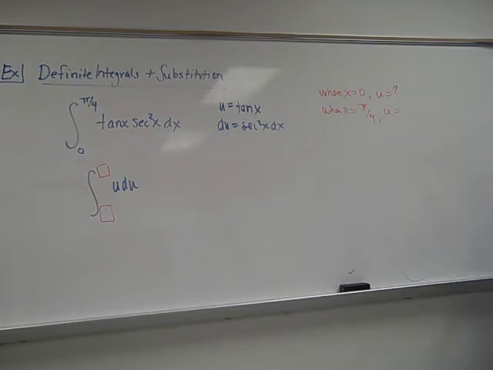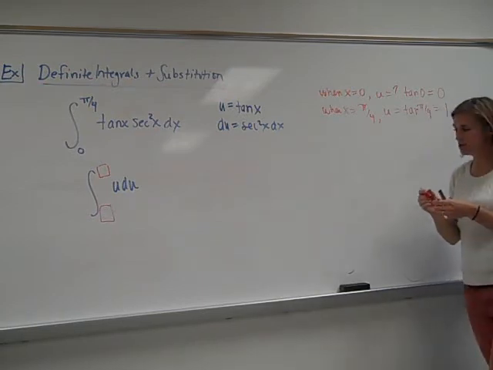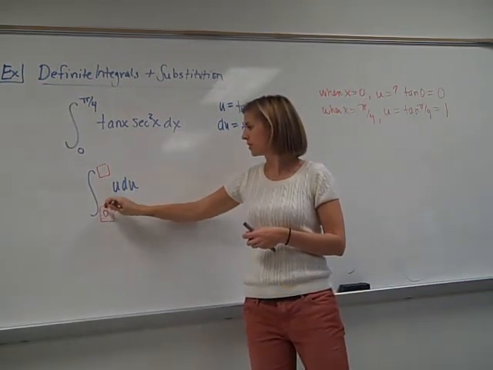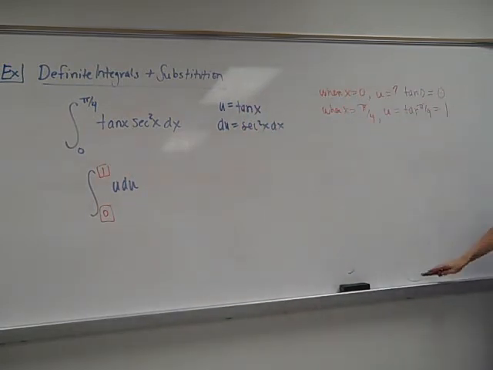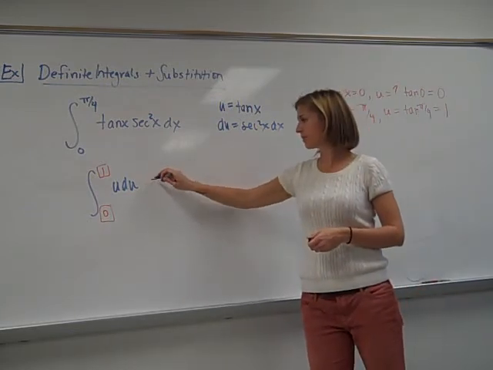So when x equals 0, u is going to equal the tangent of 0. And what's the tangent of 0? 0. And when x is pi over 4, what's the tangent of pi over 4? 1. So my new limits are going to go from 0 to 1. And now I can just integrate.